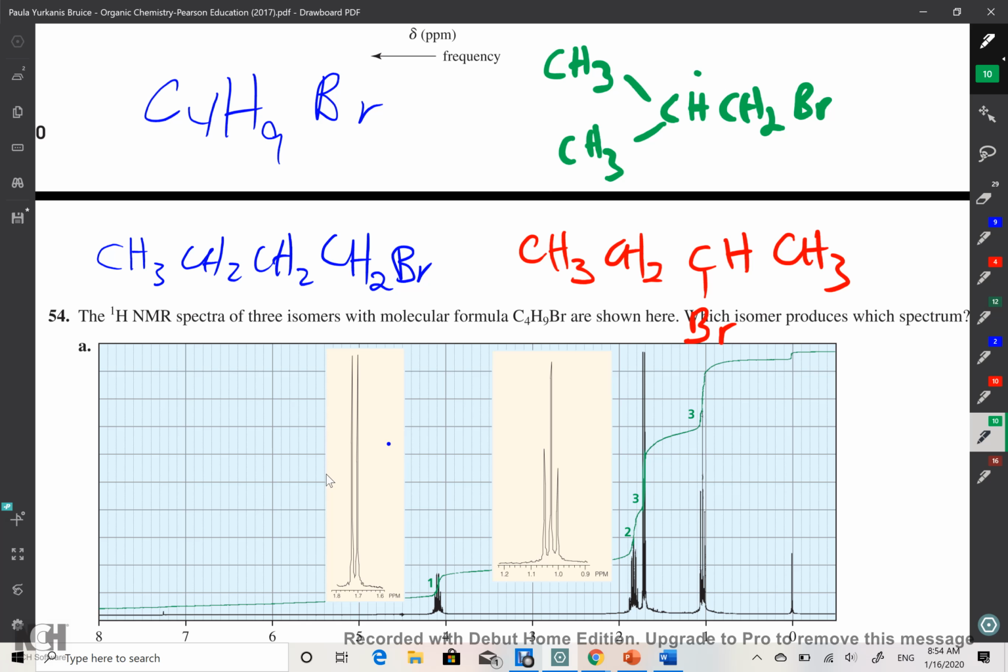Now we have to match each spectrum with those ones, and we can start following the logic that we know. If we look at structure B, how many signals do you expect to see in the spectrum of structure B? Remember, the signal tells you the number of different types of hydrogens you have in there. So, how many different types of hydrogens do we have there? 4, right?